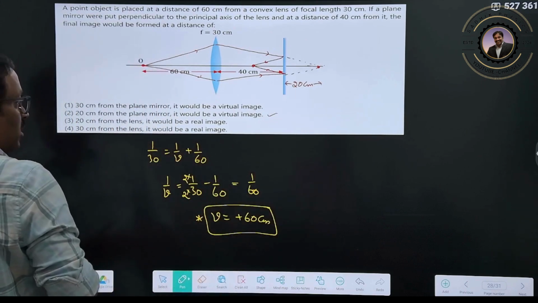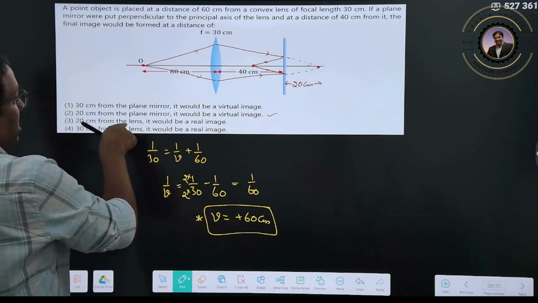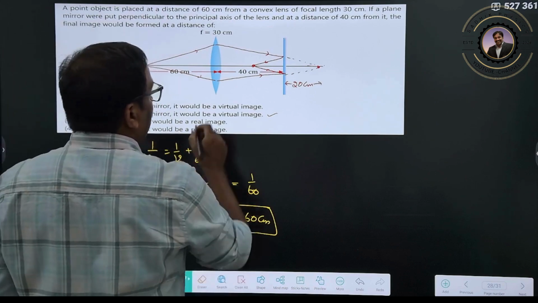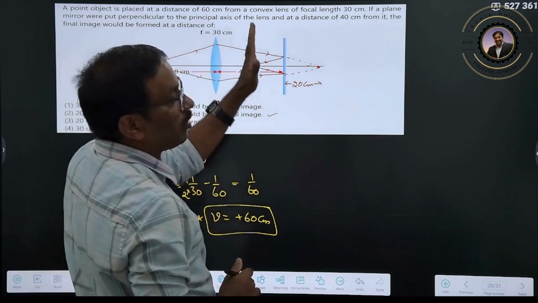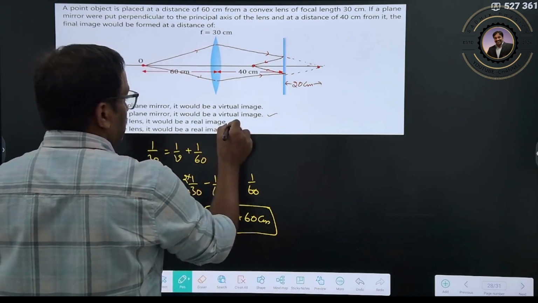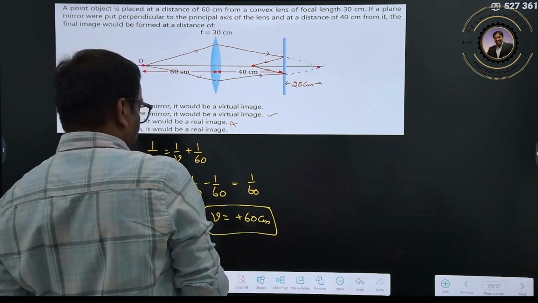So most of the students, they will think that here 20 centimeter from the lens it would be the real image. So this also, one option is correct, but here 40 centimeter, here 20 centimeter, most of the students will come and stop here and they will go for this, but really this is not the answer. Why is it not the answer? Let us see this one.